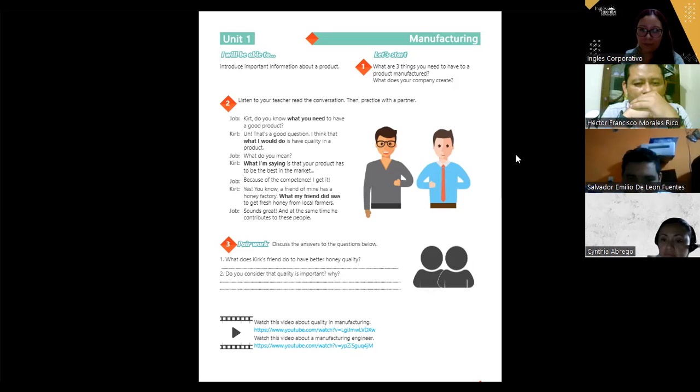No, the honey is fresh. Fresh from where? ¿De dónde? From local farmers. Ah, correct. What he does is that he gets fresh honey from local farmers. Very good. Question number two.